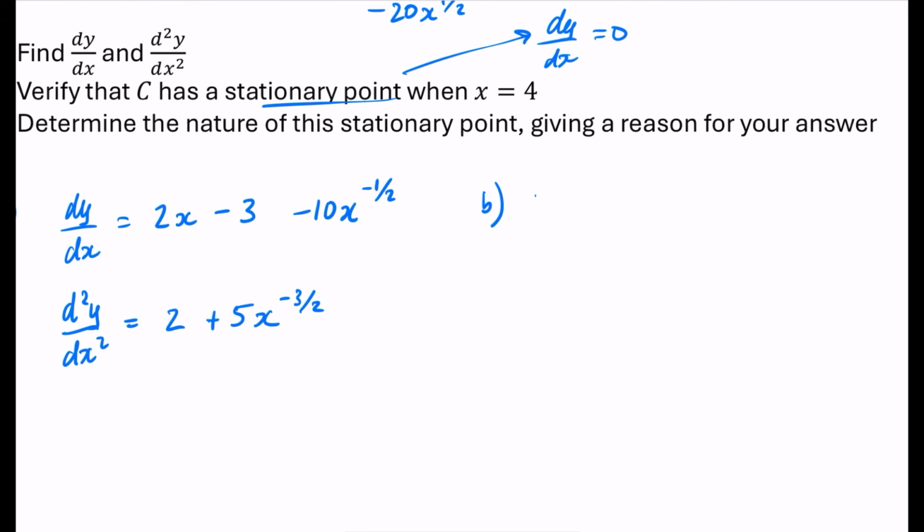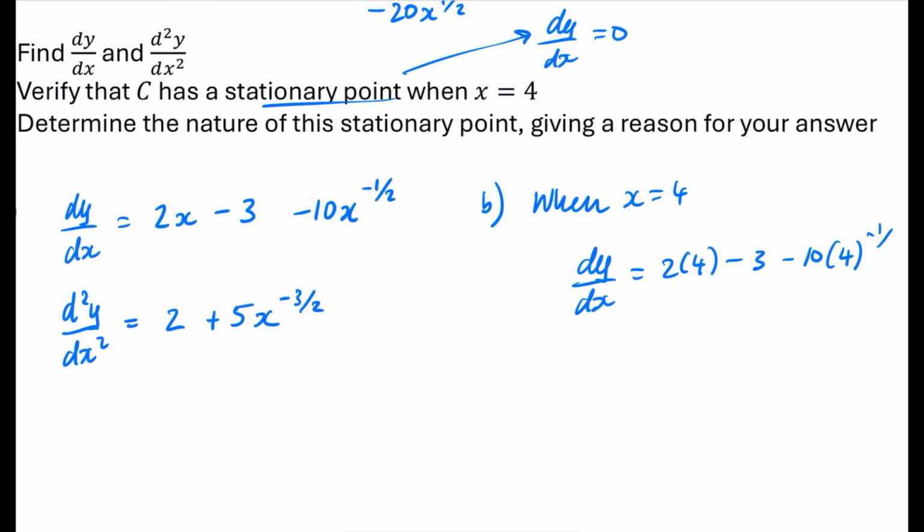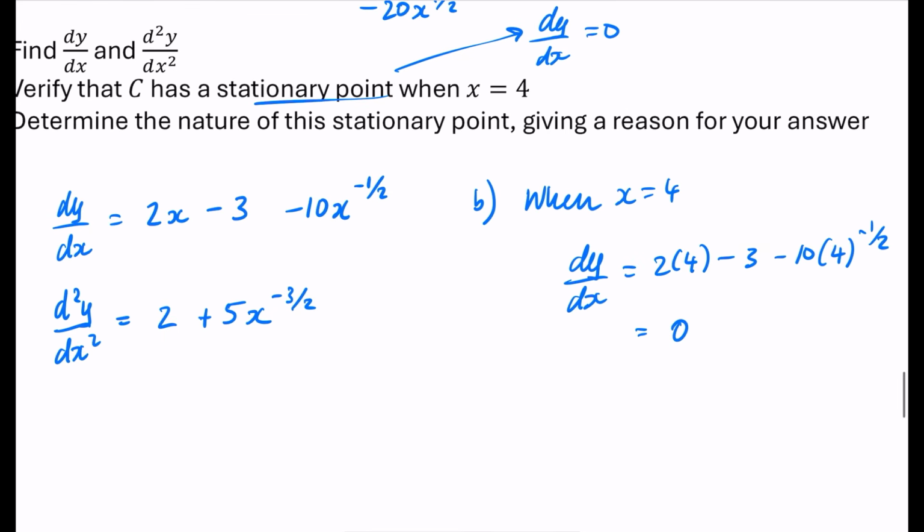So this just means when x equals 4, we can literally just substitute it into dy/dx. That's 2 times 4, minus 3, minus 10 times 4 to the power of minus a half. I'll check it on my calculator very quick. That's 8 minus 3, minus 10 times 4 to the power of minus a half, and we do get 0. Now, you do need to confirm this and say, hence, it is a stationary point, so that they understand that stationary points are when the first derivative is equal to 0.